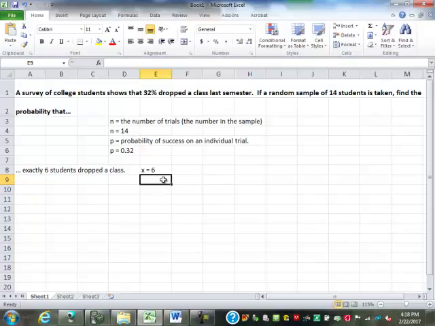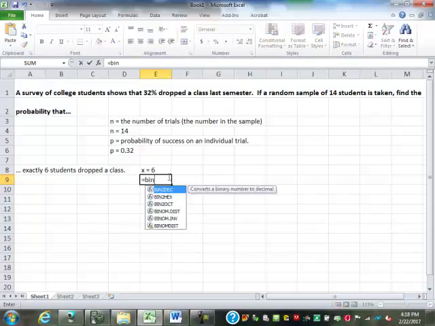The formula in Excel is equals binom dist. Now you can see the prompt that comes up: number underscore s means the number of successes. So that's x. So 6 is the number of successes. Next it says trials, that's n. So that's going to be 14 trials. Next is probability of success, underscore s, that's the probability of success. That's our 0.32. The final thing is cumulative.